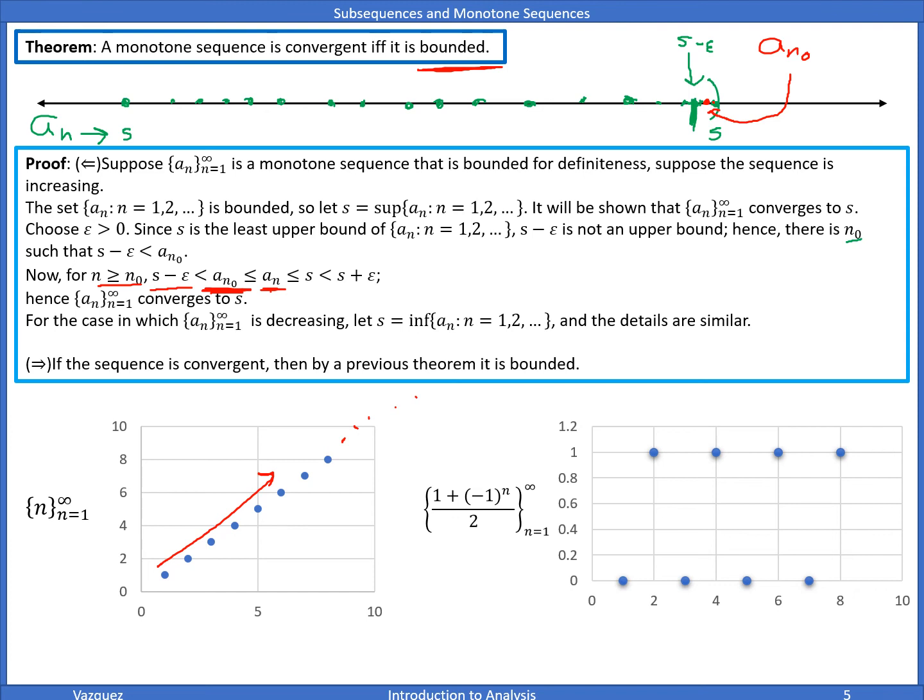Over here, we do have boundedness, right? I can bound them between, I don't know, -1 and 1.1. So this sequence is bounded, but what is it missing? It goes up and down and up and down. So it's not monotone. So this one is bounded, but it's not monotone, so it also does not converge.